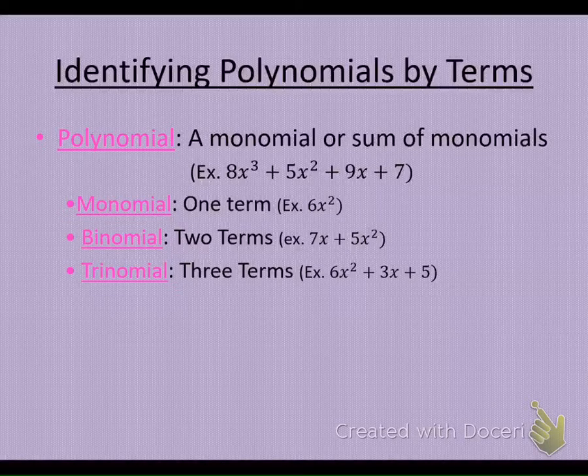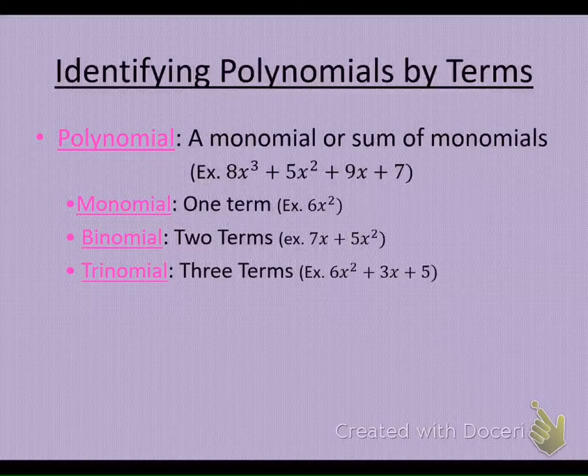Now there are three special kinds. Monomial. Mono means what? One. So if a problem has one term, it's called a monomial. Bi means two. So if it has two terms, it's called a binomial. And tri means three. So if it's a trinomial, it has three terms. Anything with more than three terms, we would simply identify as a polynomial. All right?